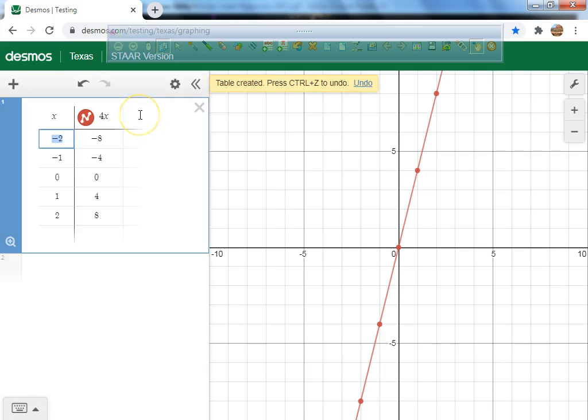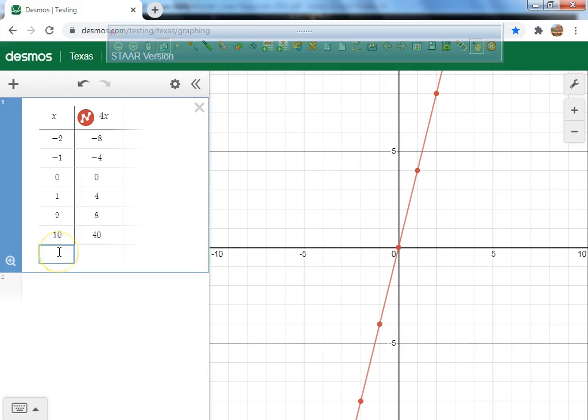You click on it, and it gives you some points, but you can type in any point that you want, like 10. Or I could put 20, or I could put 30. Now, what's interesting about this? Look at this. Every single time I take the y value and divide it by the x value, what do you guys get? What's the answer? 4.